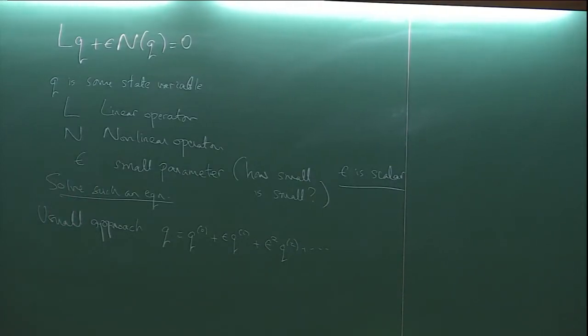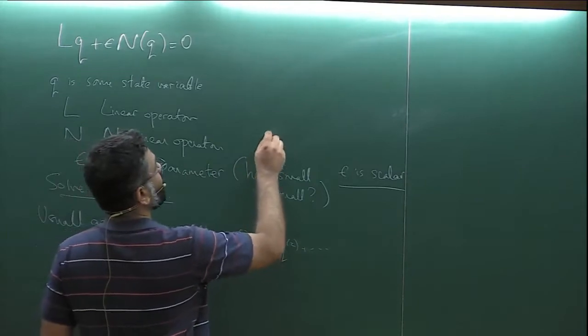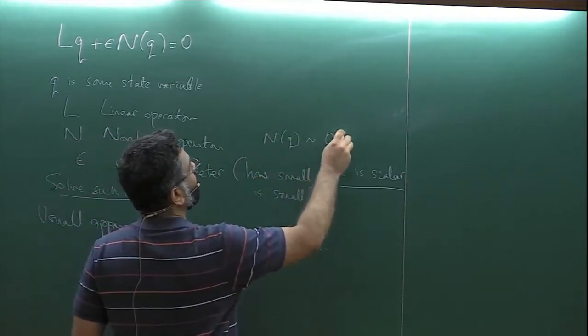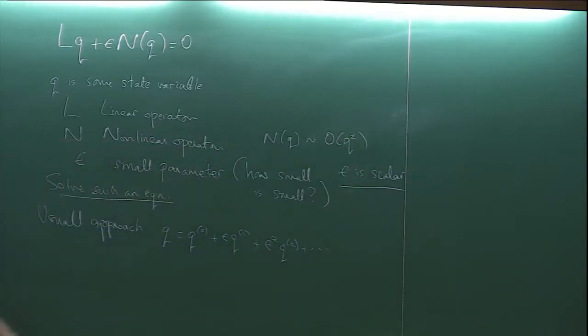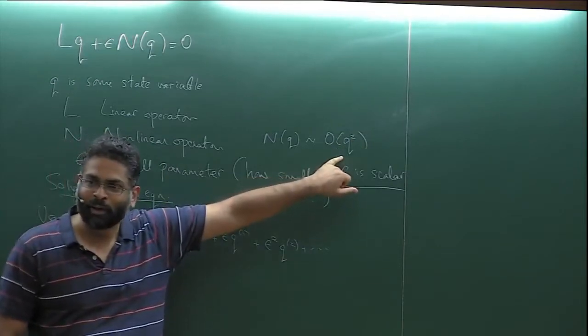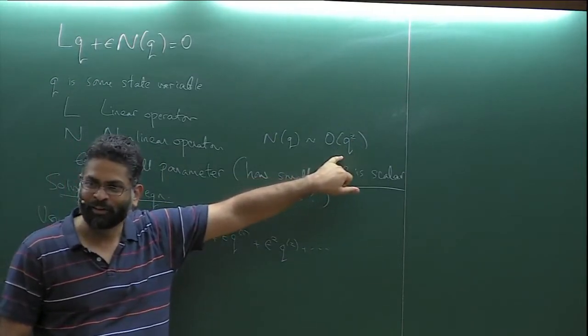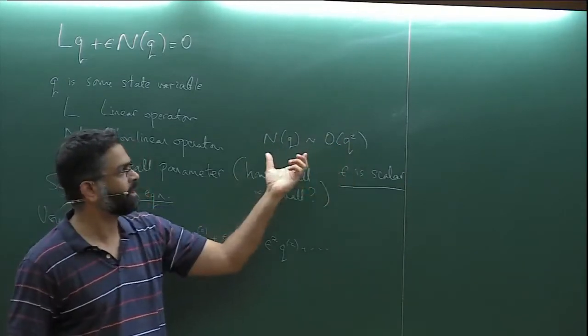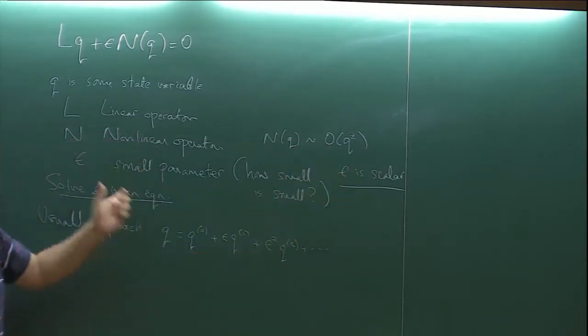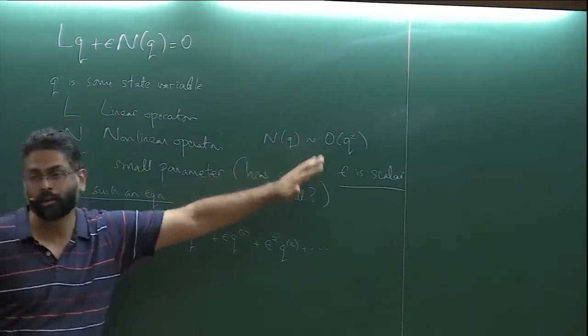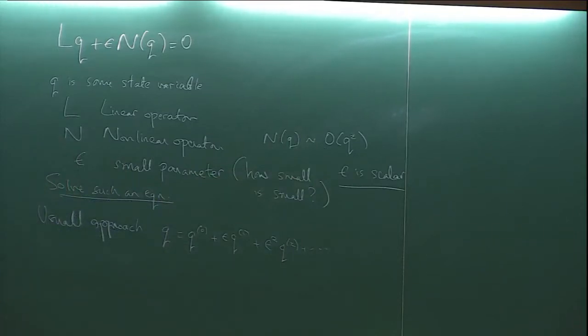Sorry? Yeah, so I'm going to typically take something like N of Q to be order Q squared. I haven't told you what Q is, so you may have to understand this as a norm quantity, Q norm squared. But basically, N is not homogeneous of order 1, which is what L would be. So that's the more important thing, that this is definitely little o of Q. So it's higher order than Q, but I don't know what it is.